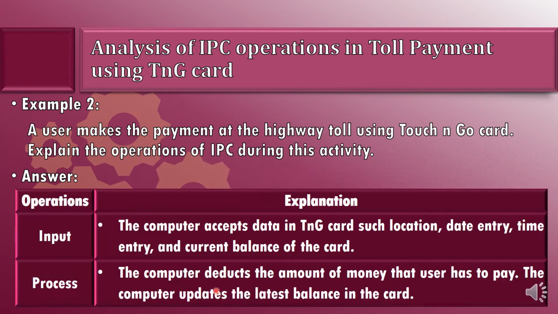So a new verb for you here, deducts. Deducts what? Deducts the amount of money that the user has to pay. So deduct is referred to process. That's the process performed by the computer. It deducts the amount of money that the user has to pay. So we have 2 examples of answers for process.